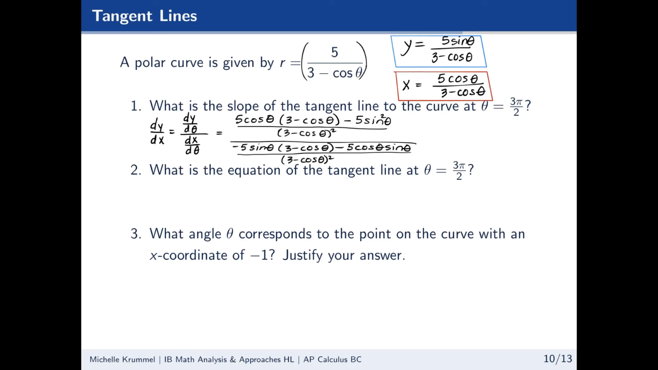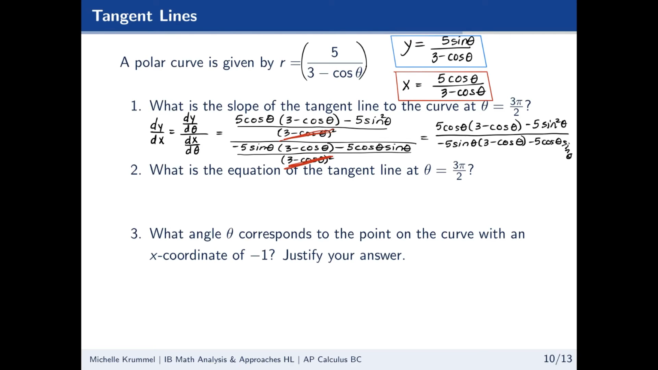We have a fraction divided by a fraction, and these two fractions have the same denominator, so the denominators just end up canceling out. And this simplifies to the numerator of the top fraction, 5 cosine theta times 3 minus cosine theta, minus 5 sine squared theta, over the numerator of the bottom fraction. Negative 5 sine theta, 3 minus cosine theta, minus 5 cosine theta sine theta.